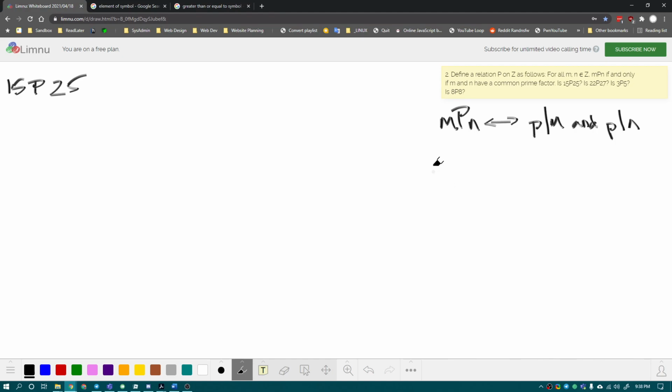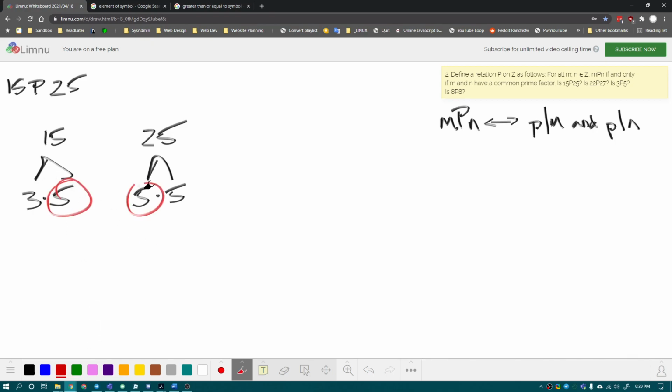So we're asking the first part is if 15 relates to 25 through P. What I'm looking for is common prime factors. Well, how do we find the prime factors? We do the prime factorization of the number. So I'll start with 15. That's 3 times 5. Both of those are primes. 25 is 5 times 5. And since they both have a common prime factor, I will say yes. 15 relates to 25 through P. Okay?